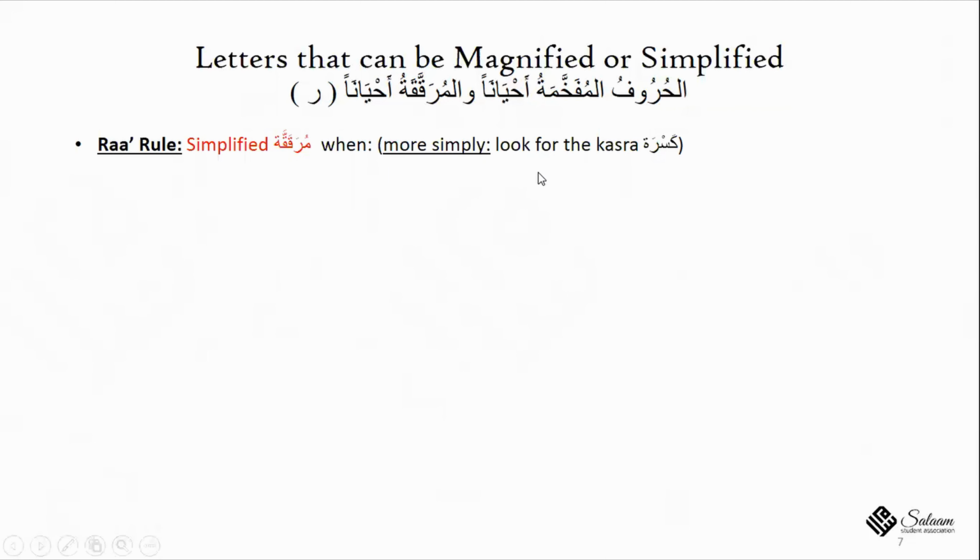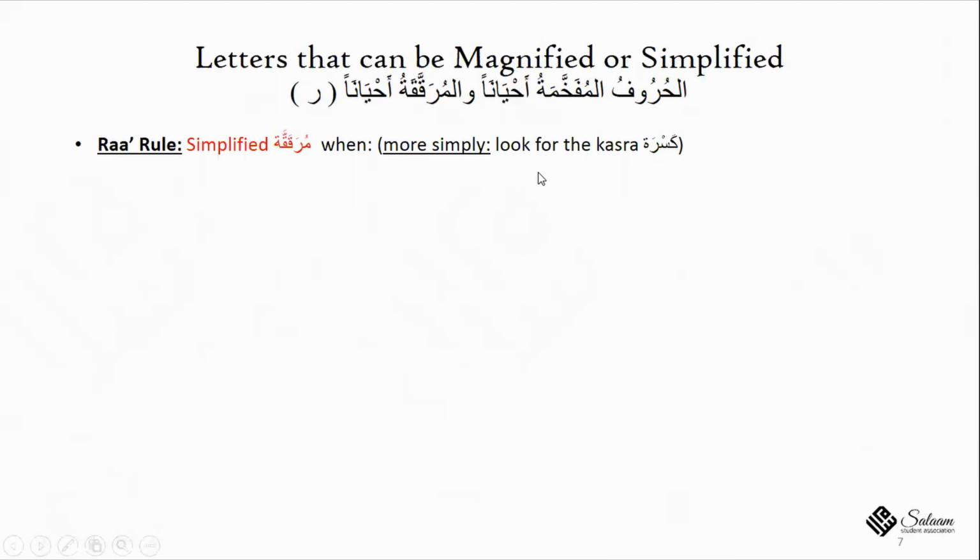Same thing with the word hijr. So jim is stable, ha has kasra, and ra here, because I'm stopping, will not have this tanween, so it will be stable. So stable, stable, kasra, this will be simplification.